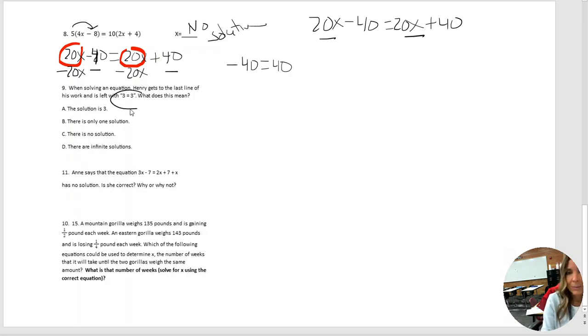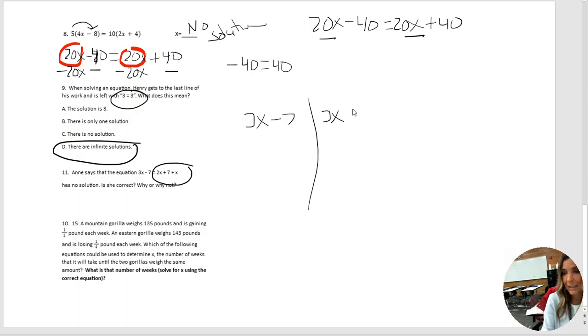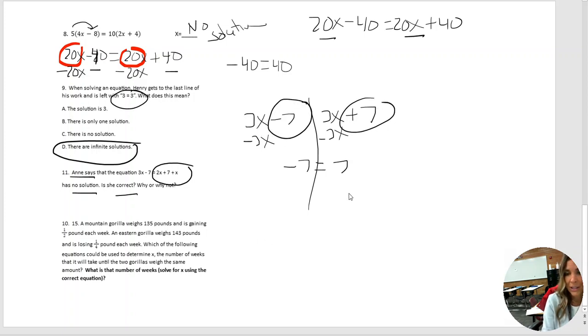Okay, so this one, if your variable drops out, you're left with a statement that is true. You would say there are infinite solutions. Number 11, when you simplify the left side, you still get 3x minus 7. There's nothing to simplify. When you simplify this right side, you get 3x plus 7. Okay, so now when you go to solve this, you're going to get negative 7 equals positive 7. Anne says that the equation has no solution, and you would say yes. She is correct because the number of x's are the same, but the constants are different.